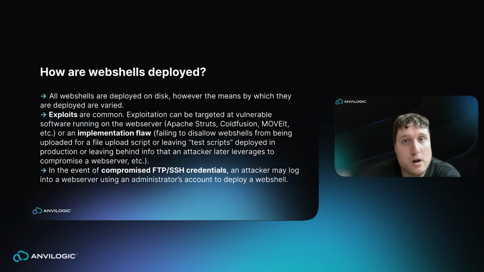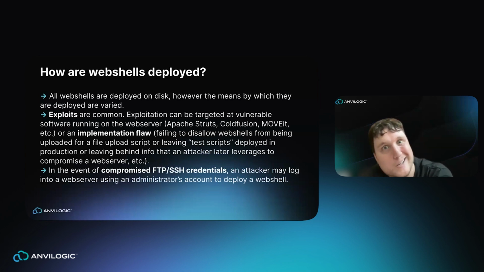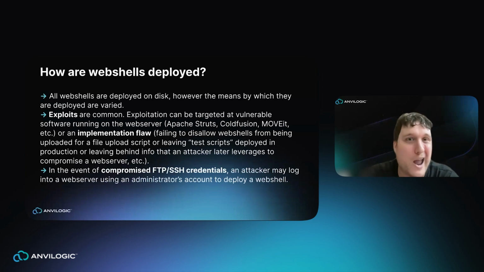Okay, so web shells are deployed a couple of ways. They have to land on disk for the most part, although I've seen some attackers try to do a lot through a vulnerability itself, but the incentives for doing so are kind of low, just because web shells are more predictable than executing a vulnerability over and over. So exploits are common to get the web shell on disk. It can be targeted at vulnerable software that's running on the web server, like Struts, ColdFusion, MOVEit. There's a lot of different web server vulnerabilities out there.